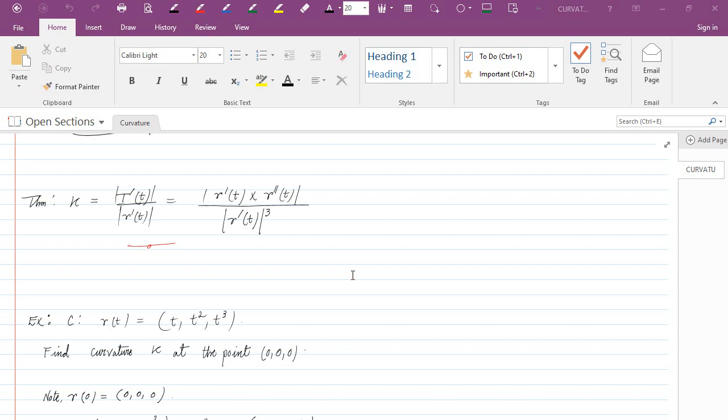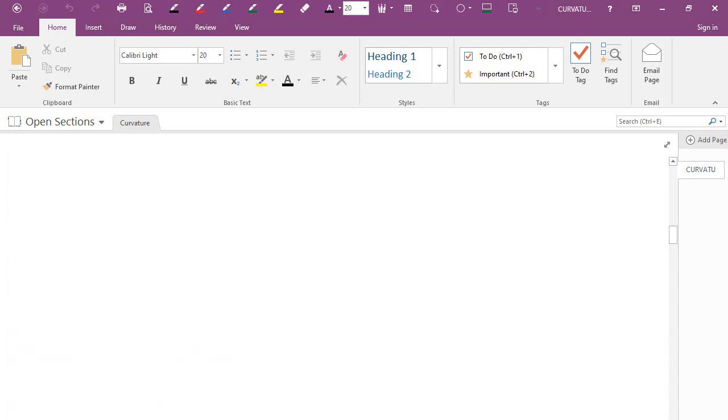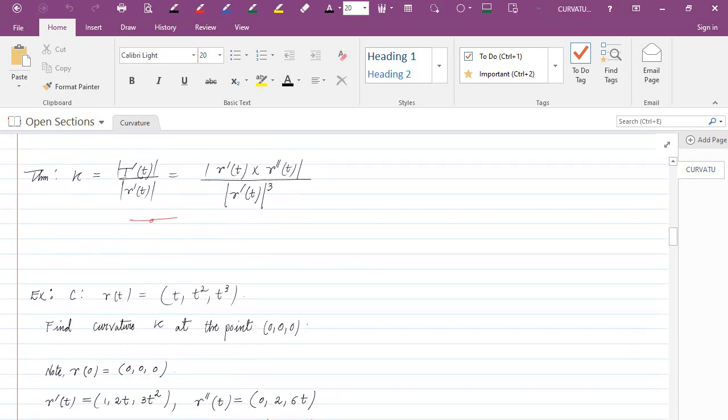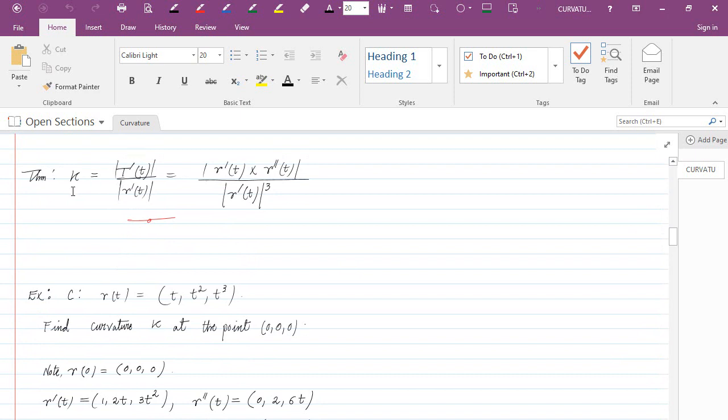We saw last time that the curvature kappa is equal to the length of T prime of t divided by the length of r prime of t, which is also equal to the length of r prime of t cross r double prime of t divided by the length of r prime of t cubed.